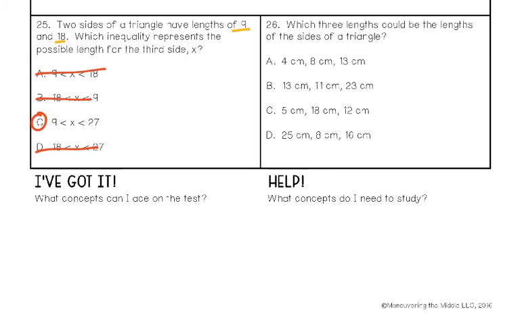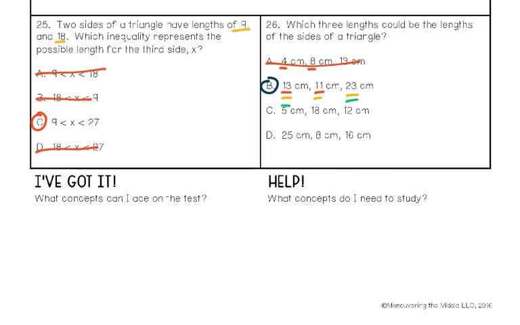26 says which three lengths could be the lengths of the sides of a triangle. Again, you're using that triangle inequality theorem. 4 plus 8 is 12. 12 is not bigger than 13, so can't be A. 13 plus 11 is 24. That's bigger than 23. 11 plus 23 is bigger than 13. And I know that 13 plus 23 is definitely bigger than 11. So I know that B works for this.